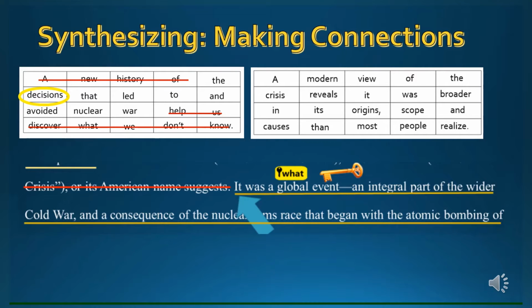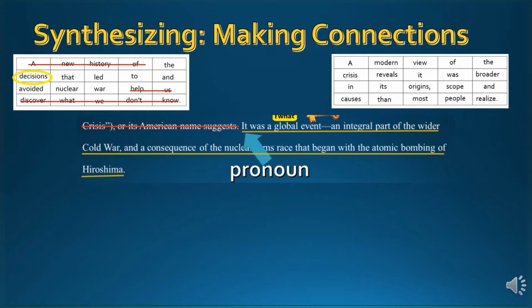It's not always the easiest of tasks to reword something like this. So let's do it together. I thought I'd walk you through this next step because it's kind of complicated. We're trying to synthesize decisions that led to and avoided nuclear war, a modern view of the crisis and how it's broader in its origin, scope, and causes. And then we also have this new piece that we collected saying it was a global event, an integral part of the wider Cold War and a consequence of the nuclear arms race that began with the bombing of Hiroshima. Okay, so let's incorporate all three of these together into one summary statement.